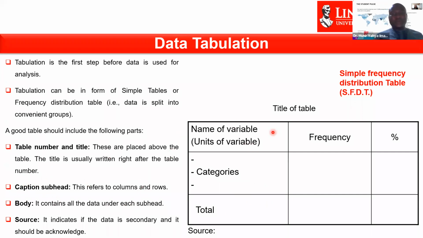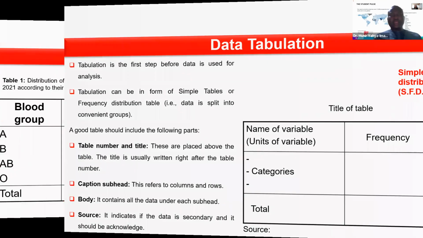And if that particular table is taken from someone's work, you need to have the source. But if it is computed by you, you can say that this is a researcher's computation. Okay? So in any case, it can be simple. If it's like this, then it's a simple table. Okay. And let's look at this example.